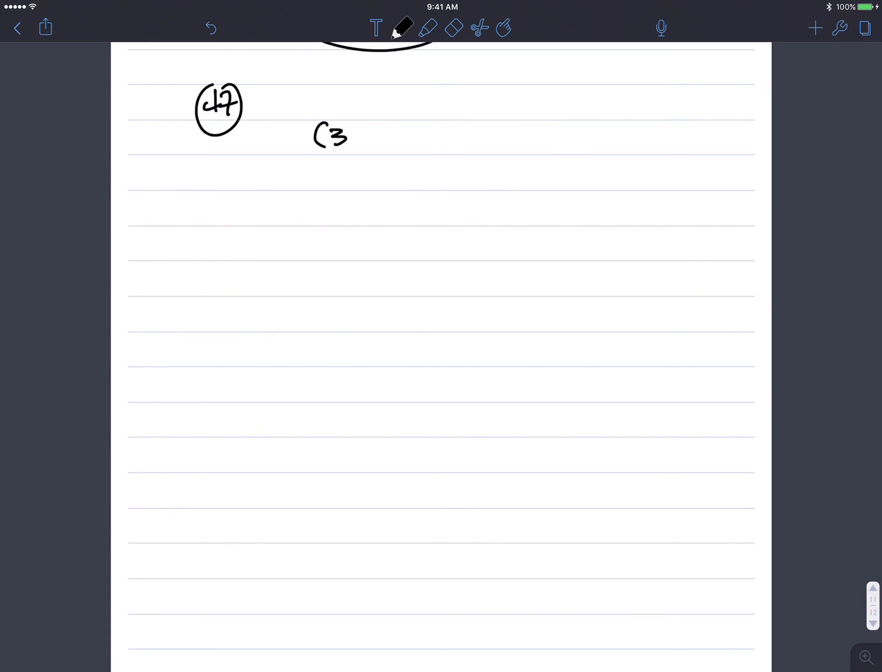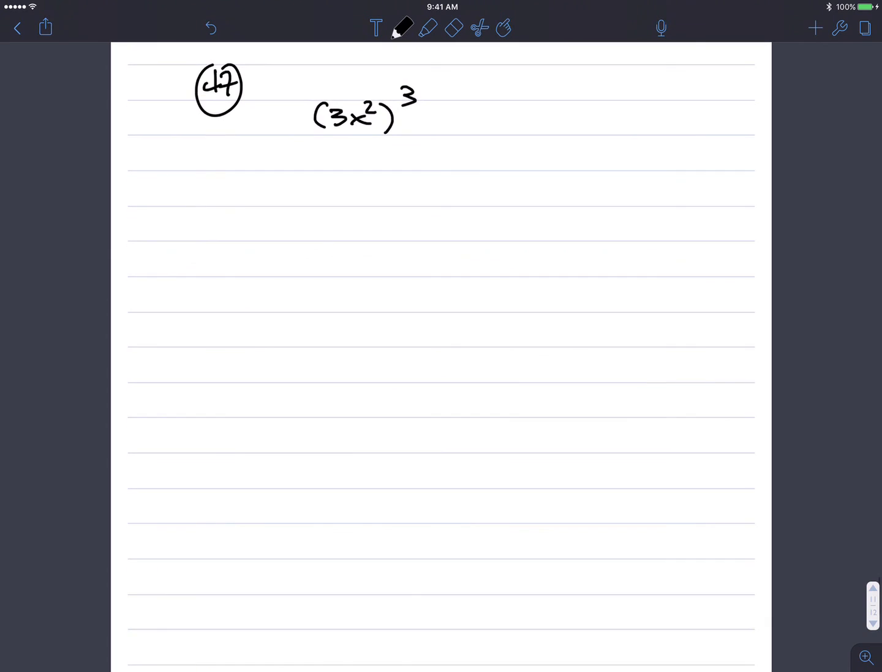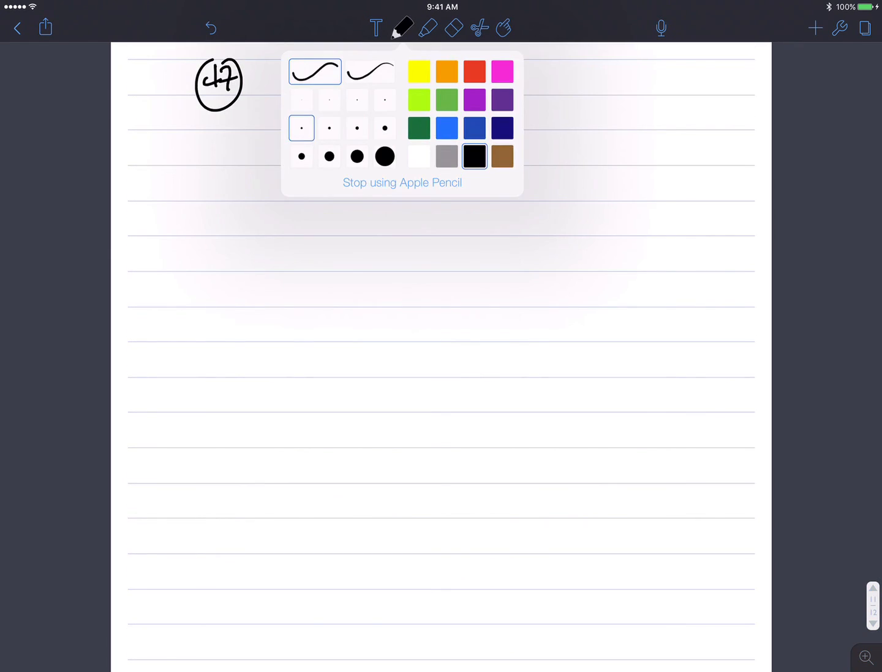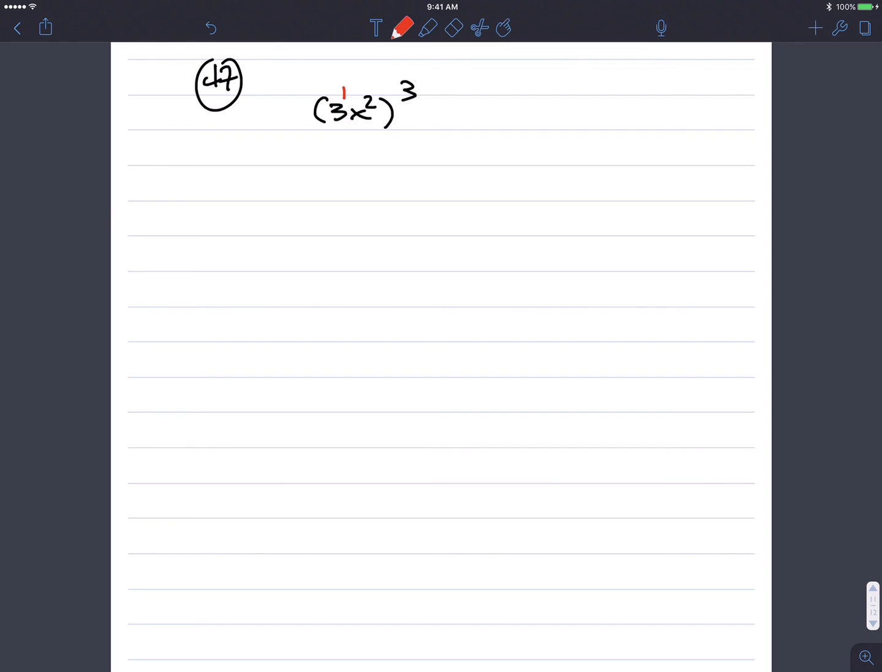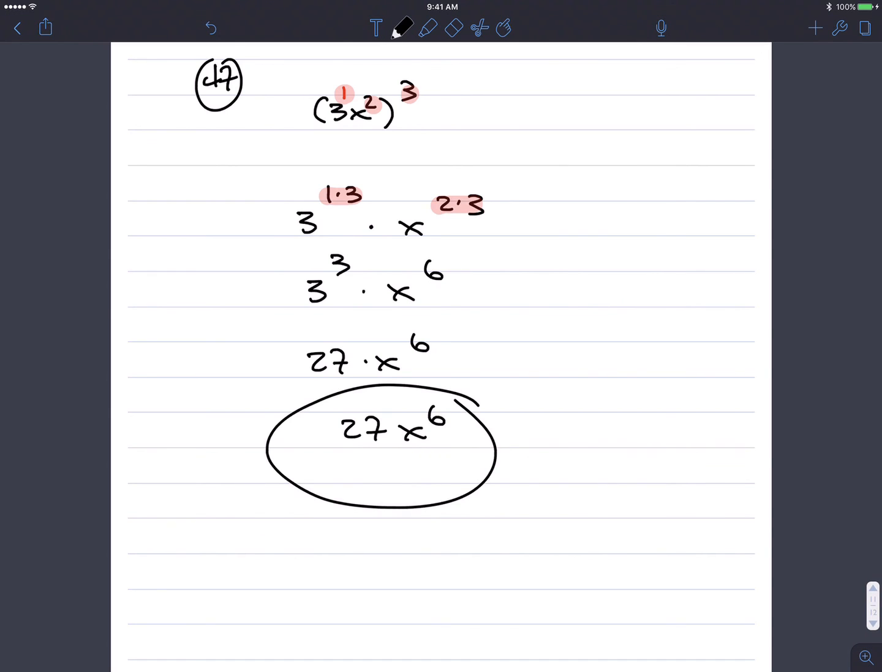(47) 3x squared, everything is cubed. Don't forget, power 1 by default. 3 to the 1 times 3, x to the 2 times 3. Distribute that power 3 to both powers. Multiply. 1 times 3 is actually 3. 2 times 3 is 6. 3 cubed, we know, is 27. This is 27 times x to the 6, or simply 27x to the 6th power.